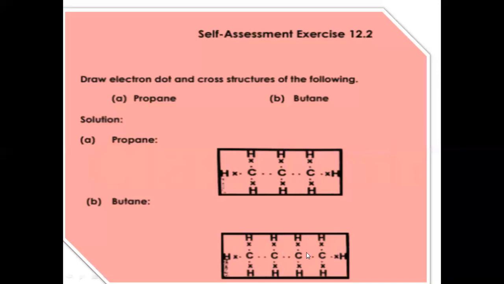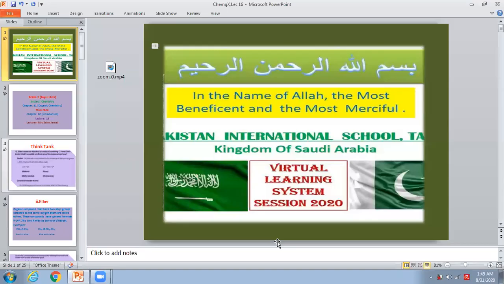A single covalent bond is formed by the mutual sharing of one pair of electrons between 2 atoms. So for this type of alkane, because I told you they are saturated, all the bonds will be single bonds.